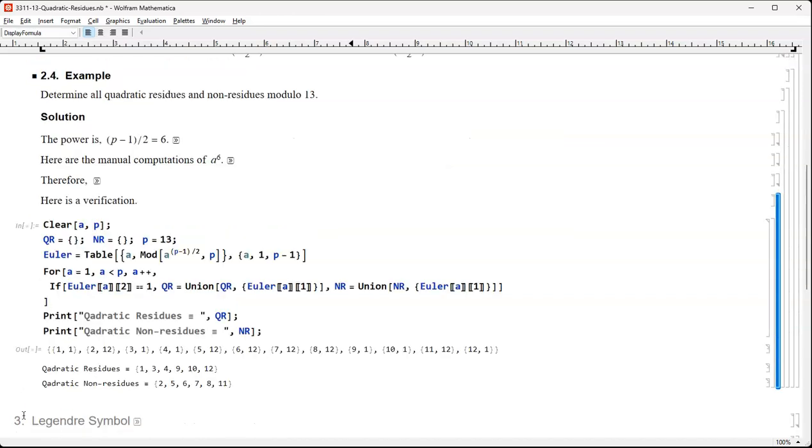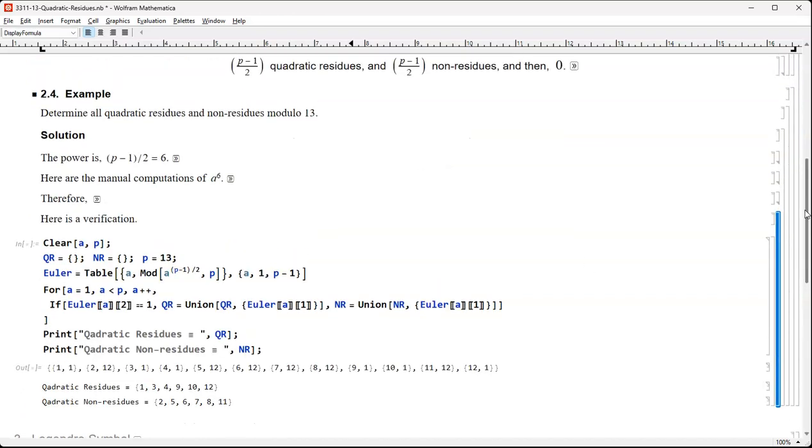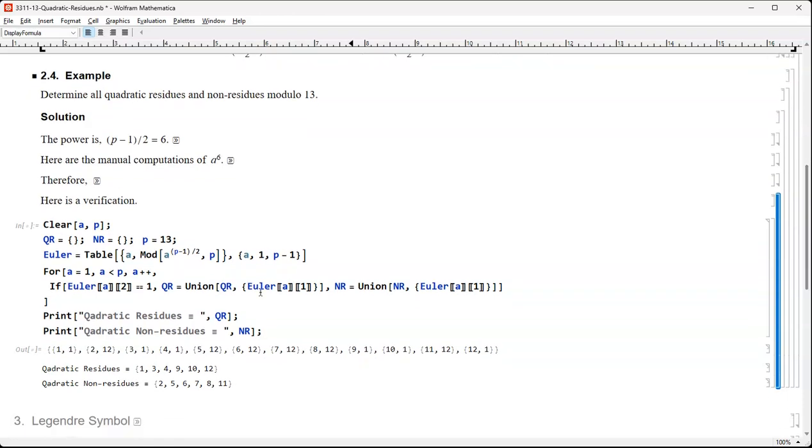Here's a verification, and in this verification I did just brute force computation with Mathematica. A to the p minus 1 over 2 power, just calculate that and then do the mod operation and list them all. We have 1, 1, 2, 12, which is -1, 3, 1, 4, 1, 5, 12, which is -1, and so on and so forth. And then select those congruent to 1, those are quadratic residues, and those congruent to -1, those are quadratic non-residues. And then we have 0.